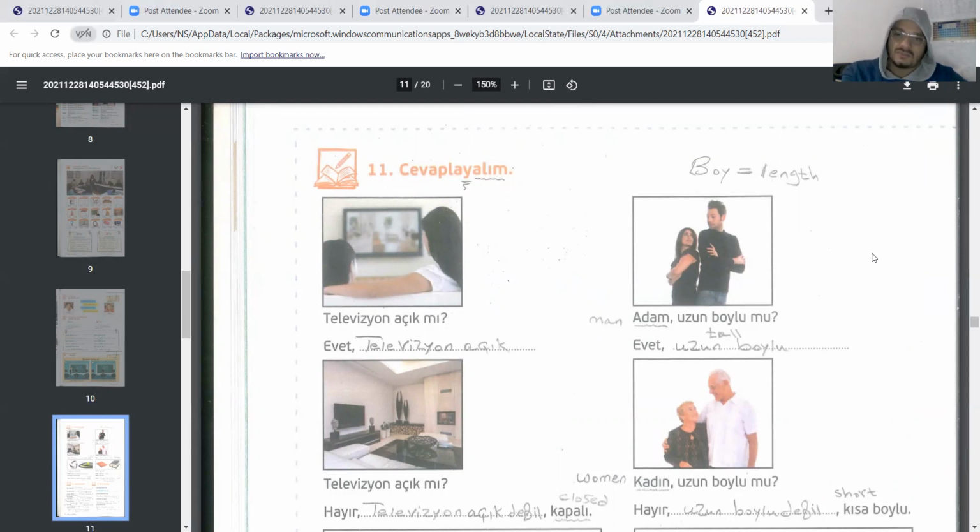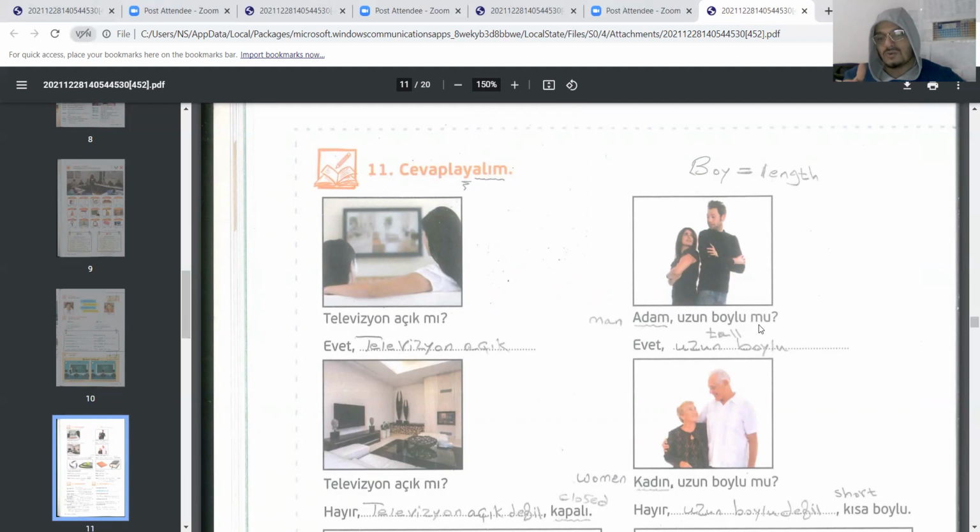The vowel letter, like I said before, means the appropriate vowel letter. For example, let me summarize that. Televizyon açık mı? If I want to ask about the television situation, I put M and after that the appropriate vowel letter. Here it is açık mı? Adam uzun boylu mu? I want to ask about his length, so I put M at the end of the statement.